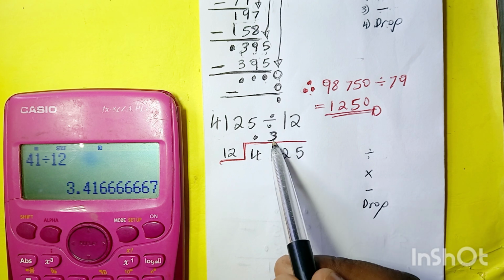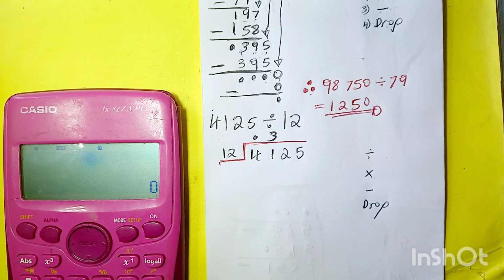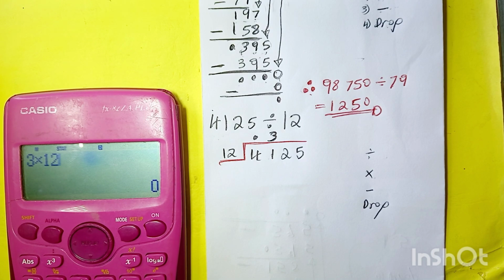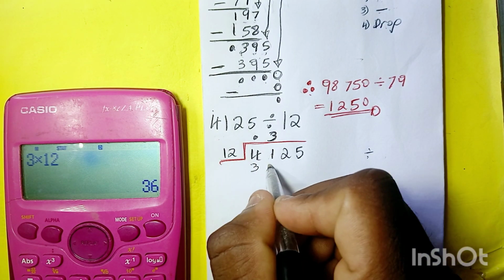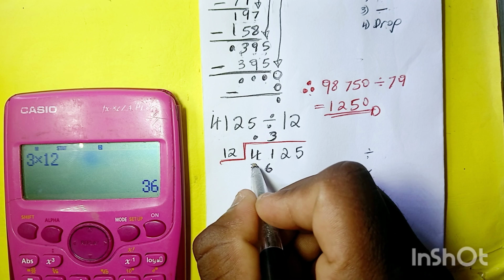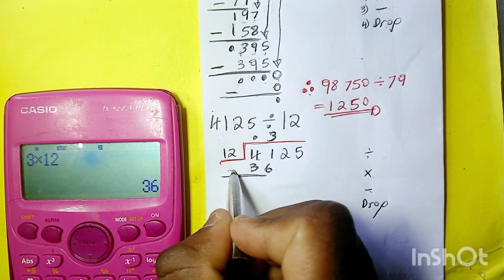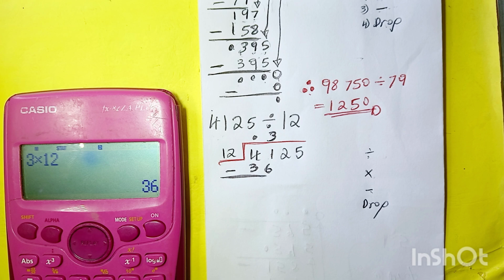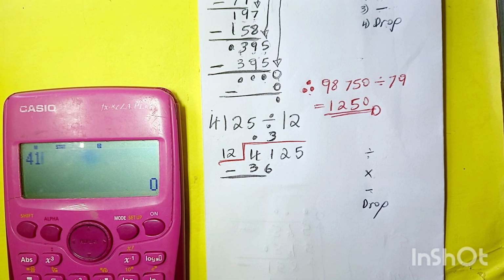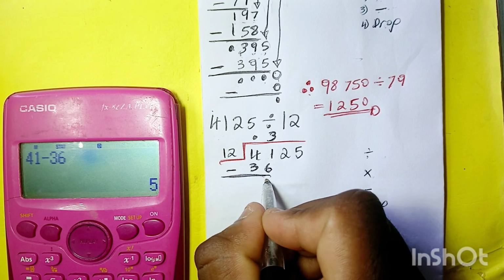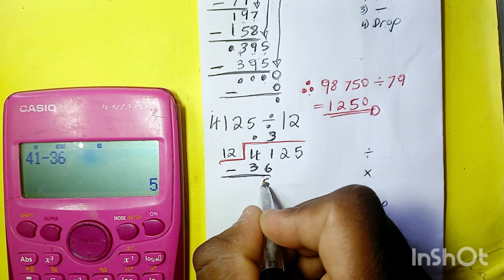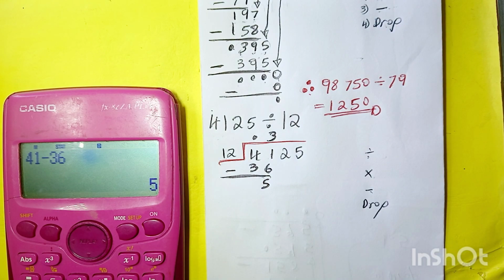So now I'll say 3 multiplied by 12. So here I got 36, 3 multiplied by 12. Then I have to subtract. I will underline before I subtract. Do you see? So now let's subtract 41, subtract 36. It's 5, guys, here. It is 5 as the answer.